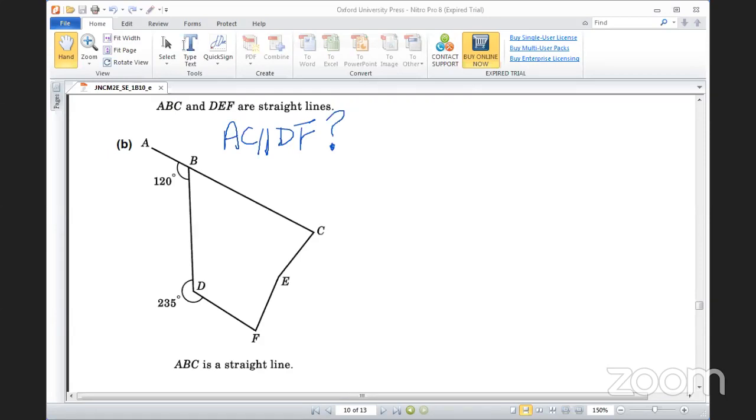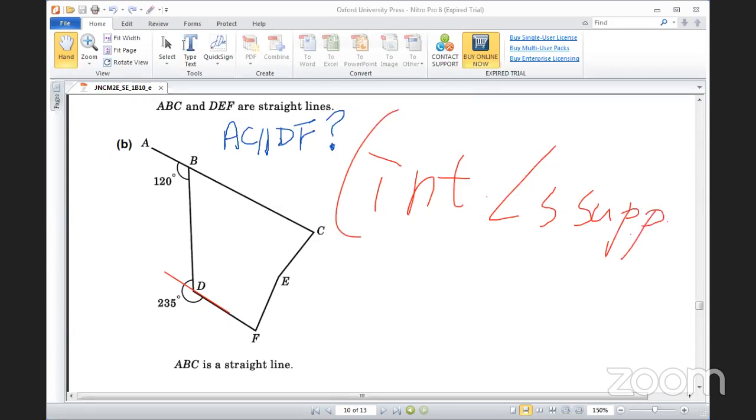How about this one? What will you do? Yes, but look at which one. Look at which one. Which angles do you need to find?